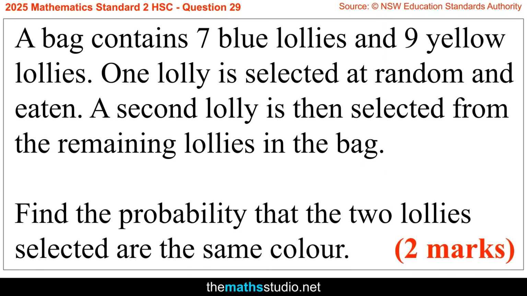Question 29. A bag contains 7 blue lollies and 9 yellow lollies. One lolly is selected at random and eaten. A second lolly is then selected from the remaining lollies in the bag. Find the probability that the 2 lollies selected are the same color.